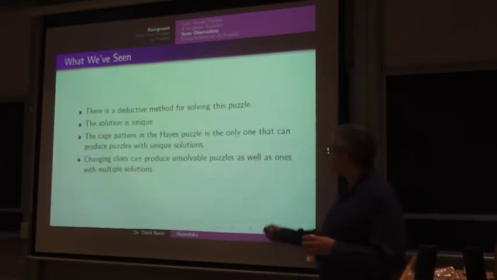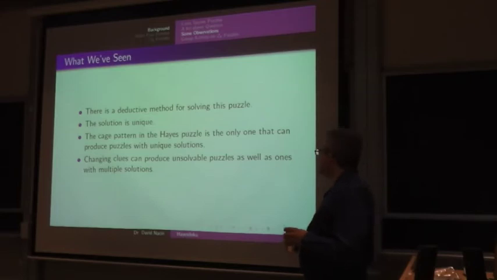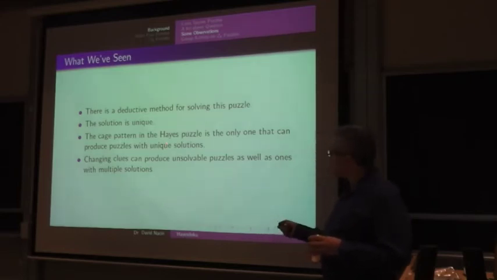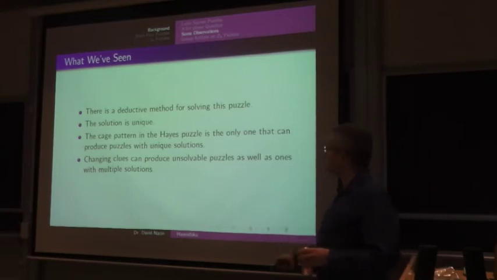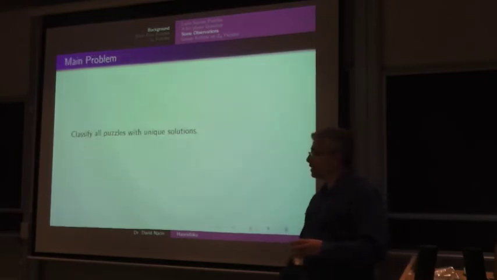But what have we seen so far? We've seen that there is a deductive method for solving this puzzle. The solution is indeed unique. The cage pattern in the Hayes puzzle is the only one that makes sense in this situation. And we can change the clues to get puzzles with no solutions, as well as puzzles with multiple solutions. But what I'd like to do is classify the puzzles with unique solutions. So that's going to be my goal.